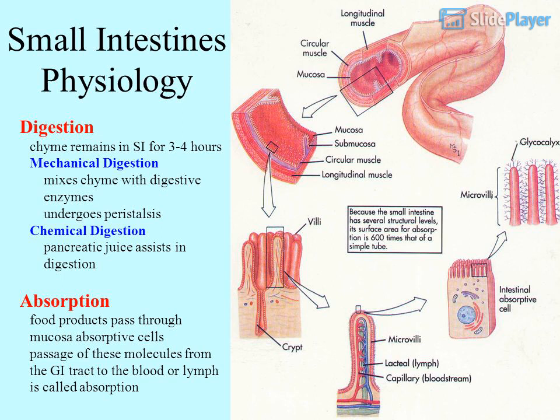Small intestine's physiology. Digestion. Chyme remains in the small intestine for 3 to 4 hours. Mechanical digestion mixes chyme with digestive enzymes and undergoes peristalsis. Chemical digestion. Pancreatic juice assists in digestion. Absorption. Food products pass through mucosa absorptive cells. Passage of these molecules from the GI tract to the blood or lymph is called absorption.